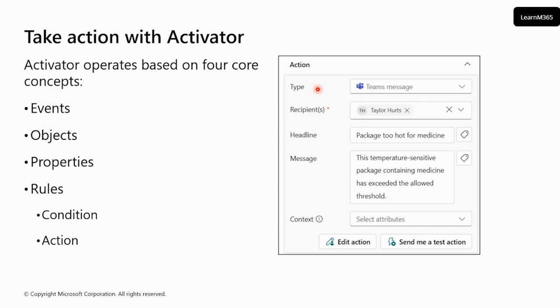So this is how we can choose the action. Rules have conditions and actions. Based on a condition, what action should be taken? So an action can be taken like this. If I want a Teams message to be shared on a particular condition, I can provide the recipient email ID, the headline, and the message which should be sent. Like this, we can configure the activator.